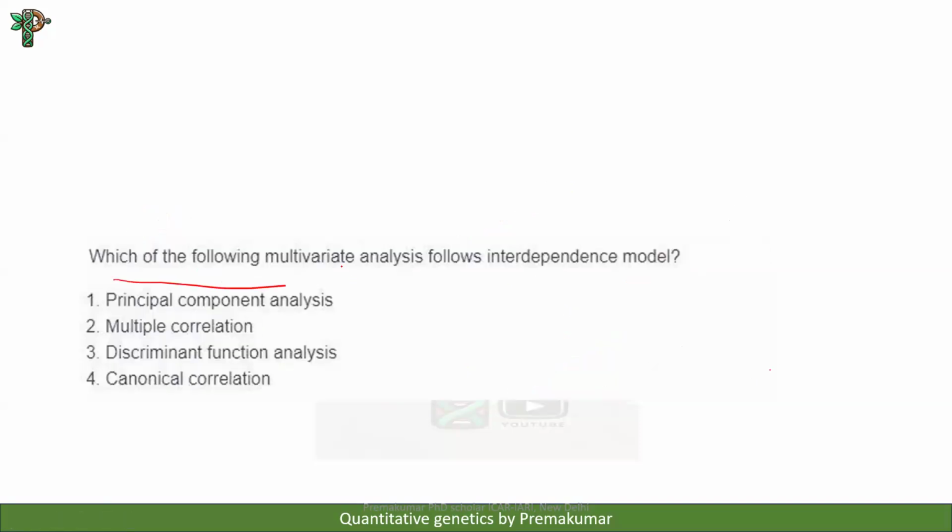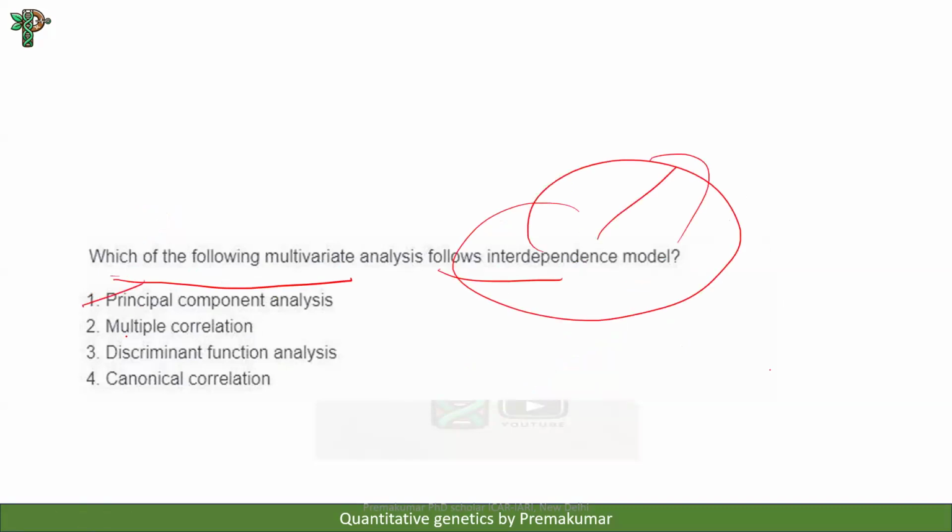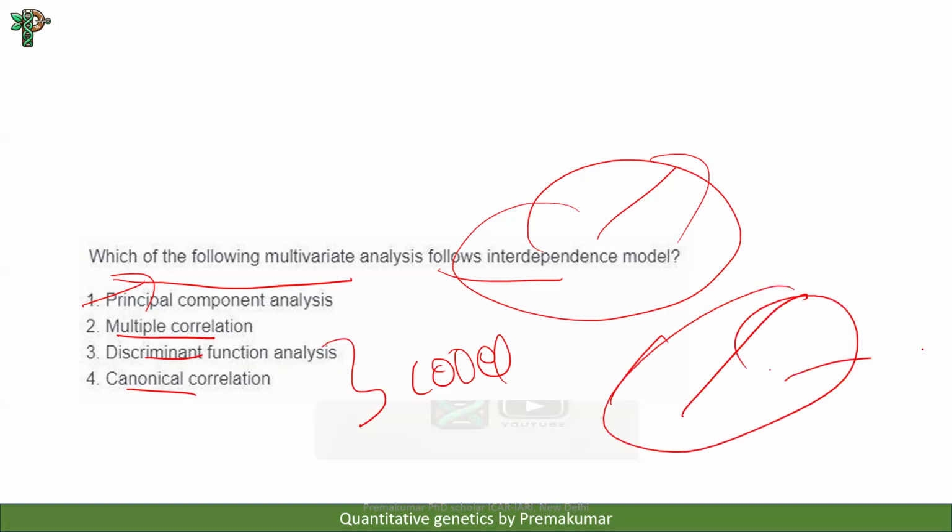Then, which of the following multivariate analyses allows an interdependence model? As I told, PCA is an interdependence model. Correlation, discriminant or canonical analyses are all based on correlation, meaning one variable is dependent on another variable to estimate the overall effect. But in principal component analysis, it takes all as independent variables. That's why it is called an interdependence model.